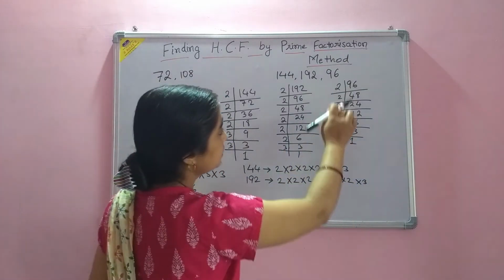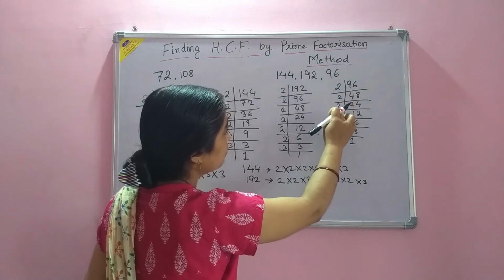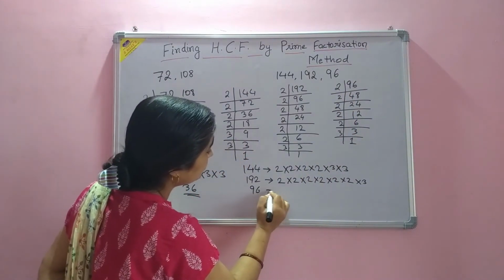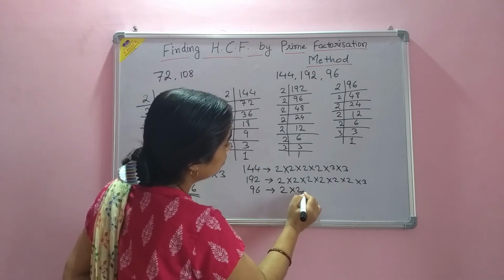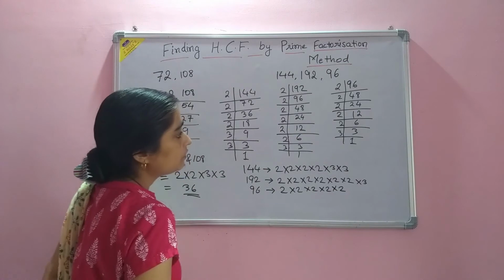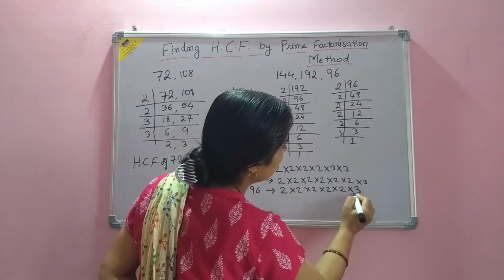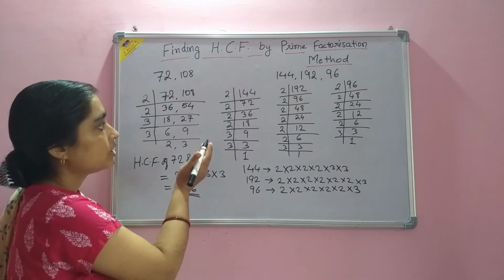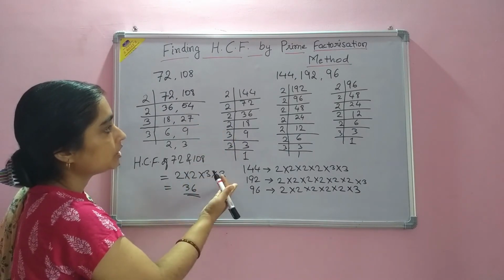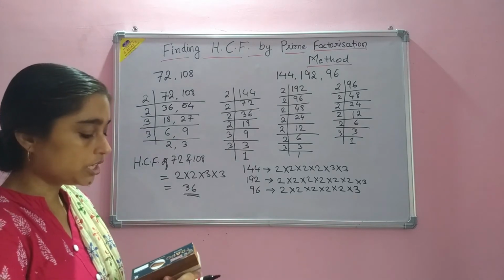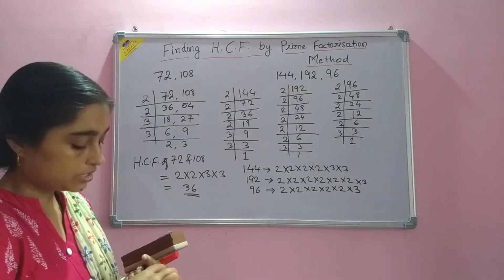And 96 is how much? 2 five times and 3 one time. This is the prime factorization of 144, 192 and 96. Now we will find out the common factors.